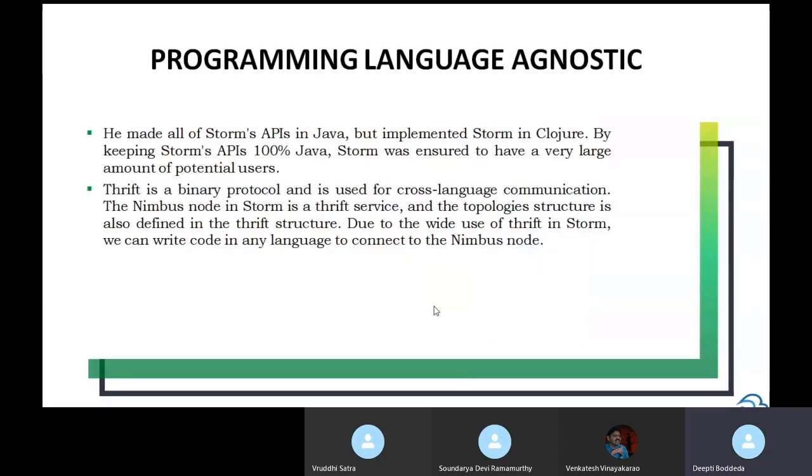And the next one is Storm. Storm is implemented in Clojure, and all the Storm APIs are 100% Java. Storm was ensured to have a very large number of potential users because of this. Thrift is a binary protocol that is used for cross-language communication, and the topology structure is also defined in a Thrift structure. That is why spouts and bolts can be written in any language, and due to the wide use of Thrift in Storm, we can write the code in any language to connect to the Nimbus node. This makes Storm programming language agnostic.